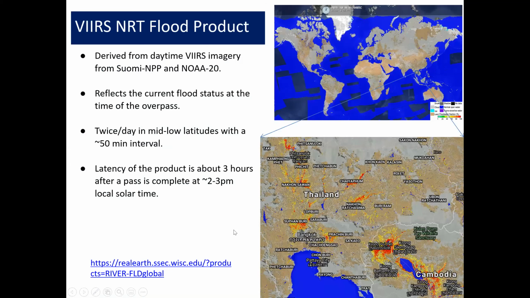This is an example of the VIIRS near real-time flood product. This product is derived from daytime VIIRS imagery from Suomi NPP and NOAA-20, which reflects the current flood status at the time of the overpass. It's available twice a day in middle and low latitudes with about a 50-minute interval, and the latency of the product is about 3 hours after processing is complete at 2 to 3 p.m. local solar time. This shows an example of the flood map in Texas recently.